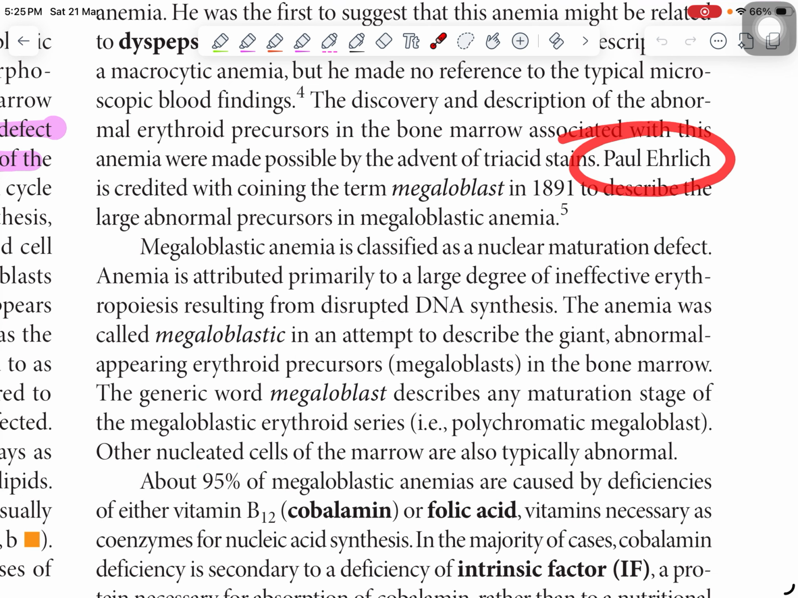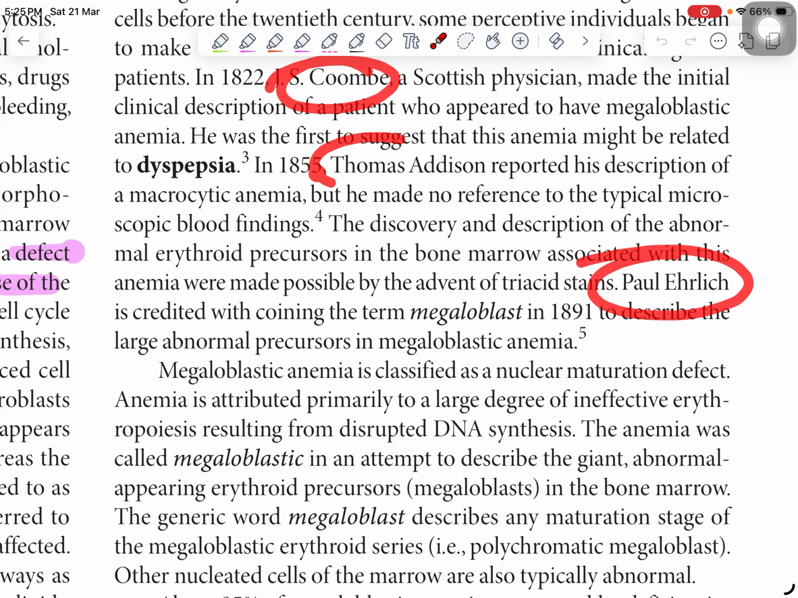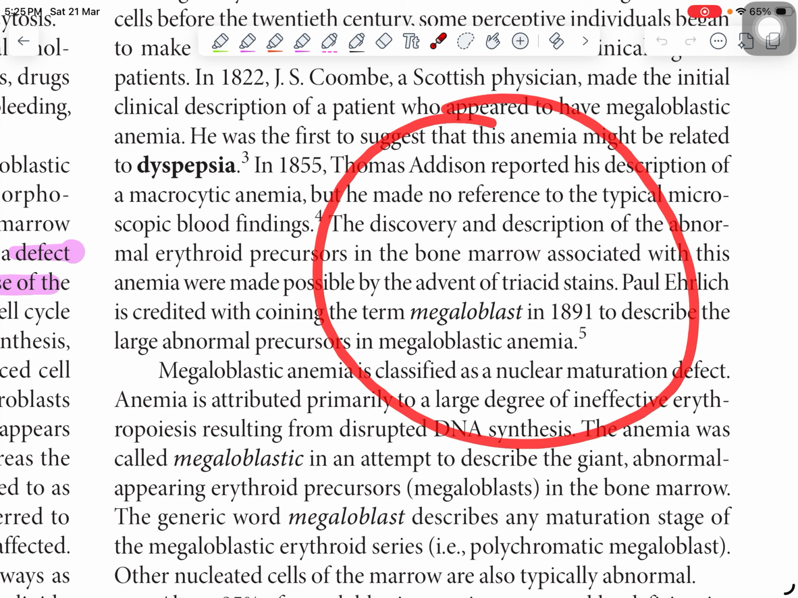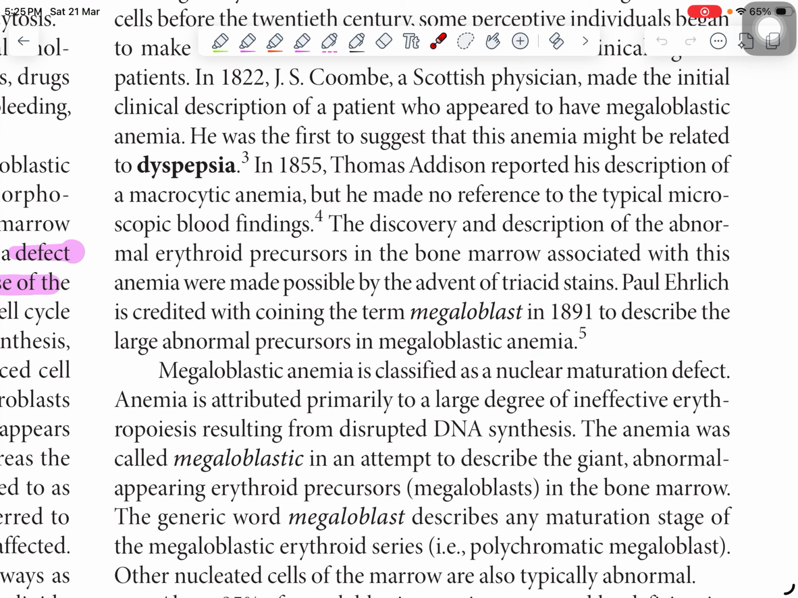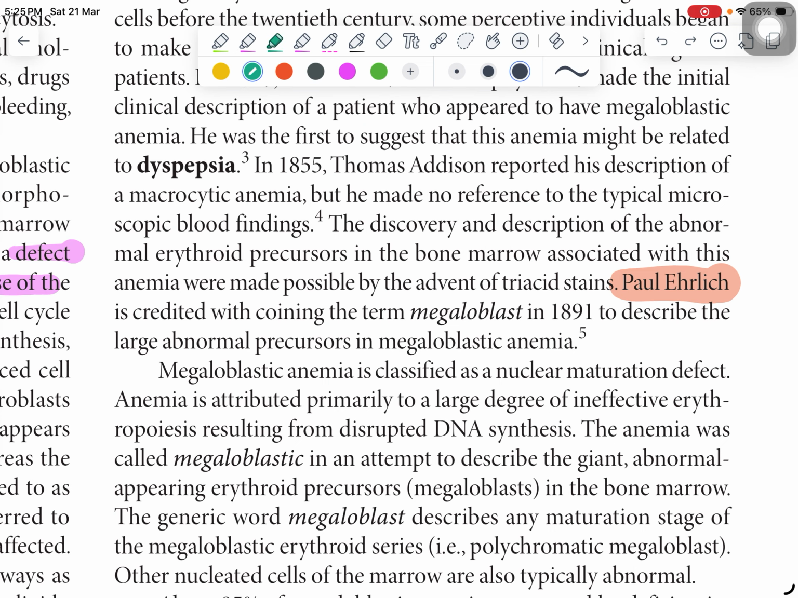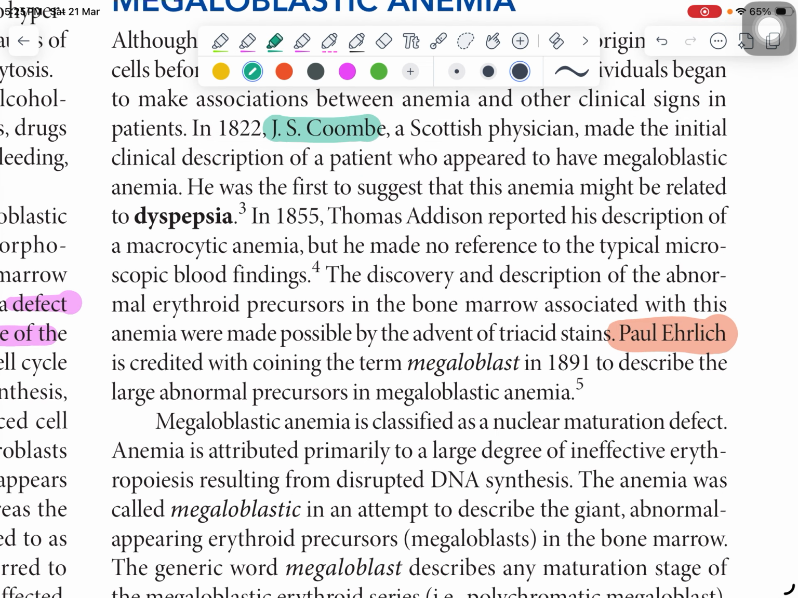First came Coombe, next came Thomas Edison, now Paul Ehrlich is credited with coining the term megaloblast in 1891 to describe the large abnormal precursor in megaloblastic anemia. That is by Paul Ehrlich. So first was Coombe, then Thomas Edison, next Paul Ehrlich.